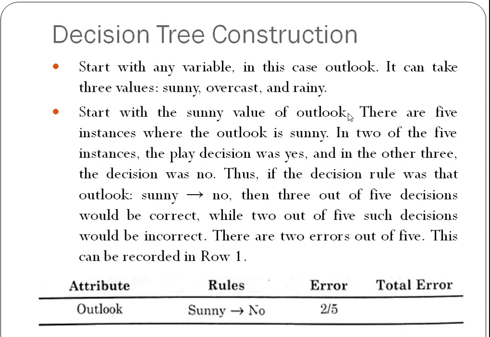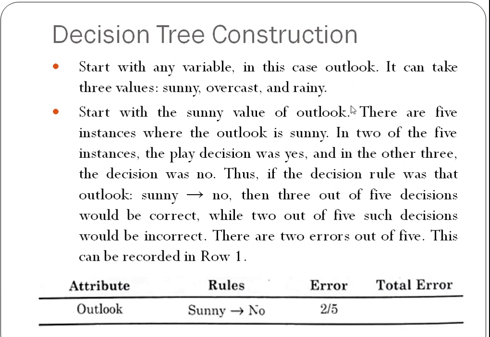Decision tree construction. So how do we start? Start with any variable. So this is one way. Here the technique that is used is the least error method. There are other techniques as well, but here the least error method is used. Start with any variable, in this case, outlook.